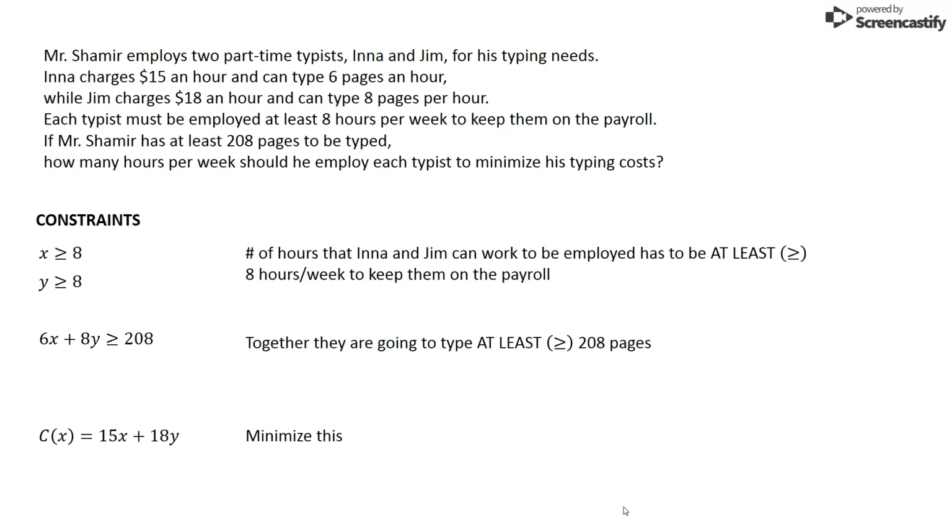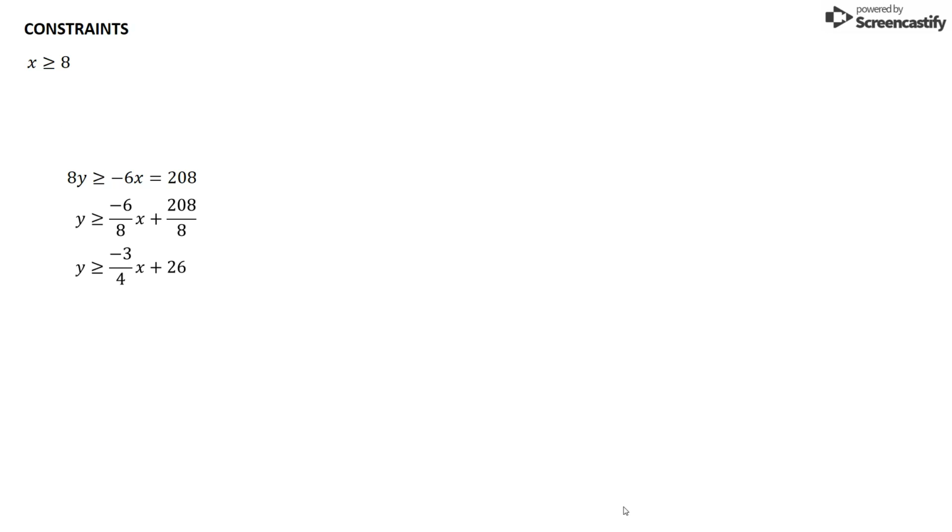So we have to get the inequalities ready to graph. x greater than 8 is ready to graph. y greater than 8 is ready to graph. 6x plus 8y greater than 208 could be in a better form, and I would like that to be in y equals mx plus b form so that we know the y-intercept and we know the slope, and it's a lot easier to graph by hand. x greater than 8 is ready to go. This is the one that we've got to get ready.